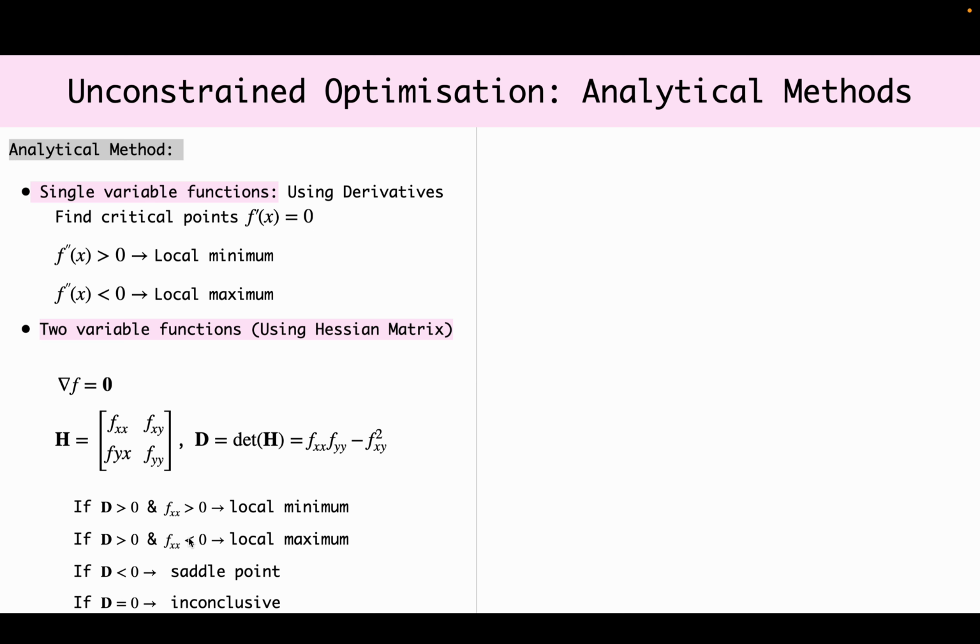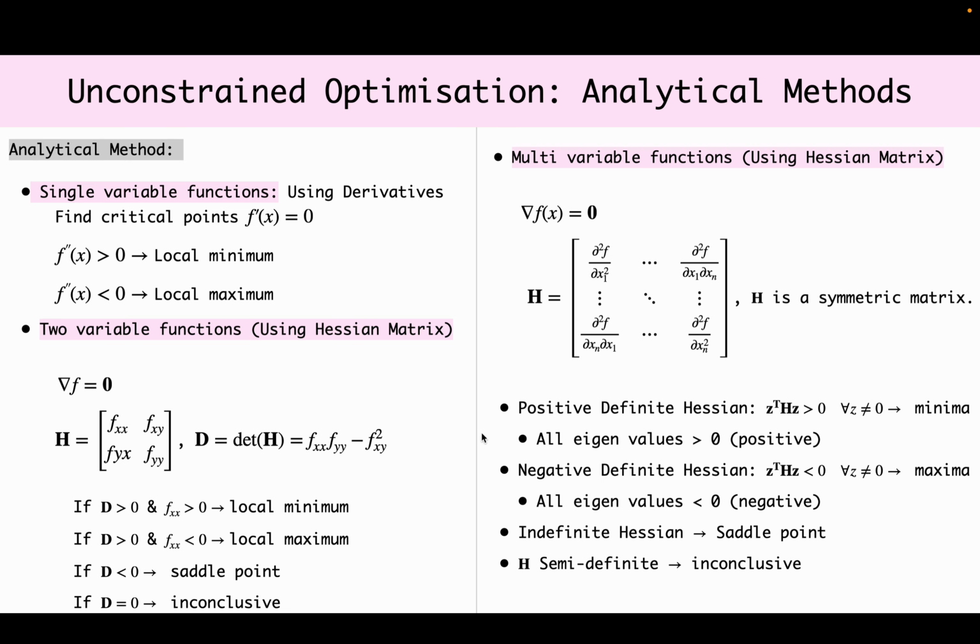If D is greater than 0, based on the fxx value, we can say whether it is minima or maxima. If D is less than 0, it is a saddle point, and if D is equal to 0, we cannot say anything, which is inconclusive. The same idea can be extended to the multivariable case, where the Hessian matrix would look something like this. First, we compute the gradient and equate it to 0 and obtain the solution. We can later say whether it has a local minima or maxima or a saddle point based upon the determinant of this Hessian matrix. So that was the two variable case.